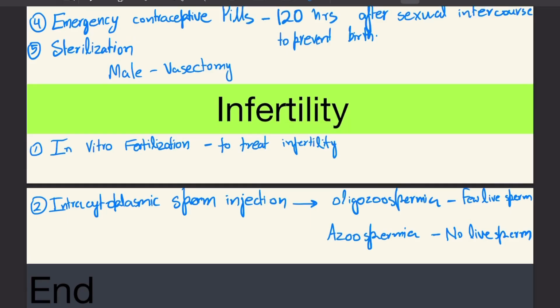Next is infertility. In infertility, we can use in vitro fertilization to treat infertility. Intracytoplasmic sperm injection is used to treat male infertility. Oligozoospermia is few live sperms. Azoospermia is no live sperms.